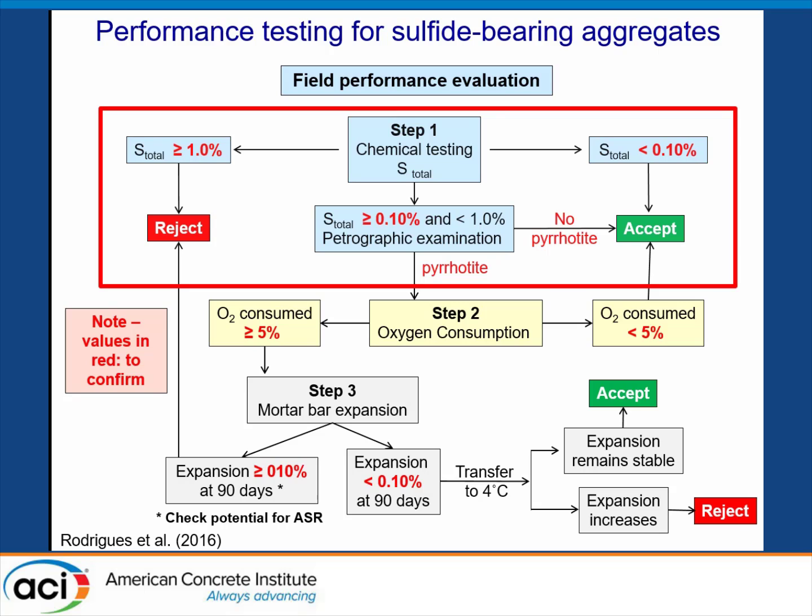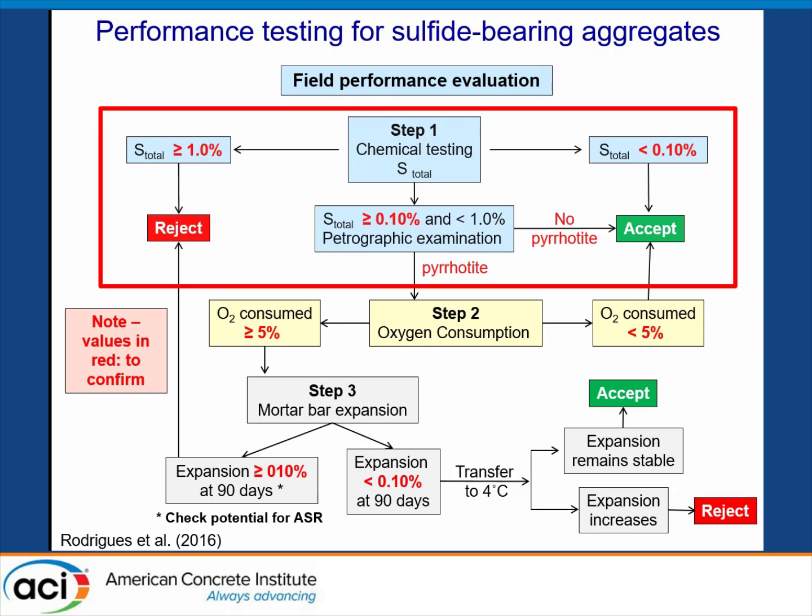If your total sulfide content is higher than 1%, the aggregate is rejected. If it's lower than 0.1%, we can accept the aggregate. If it's in between the two, we have to go into the second step if the aggregate contains pyrrhotite. If the aggregate doesn't contain pyrrhotite, then we can accept the aggregate.